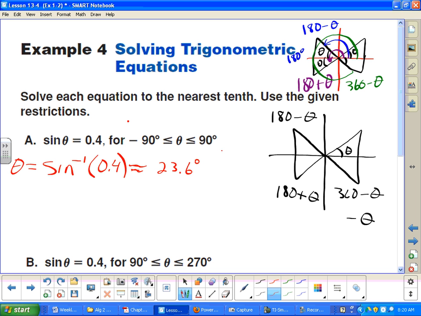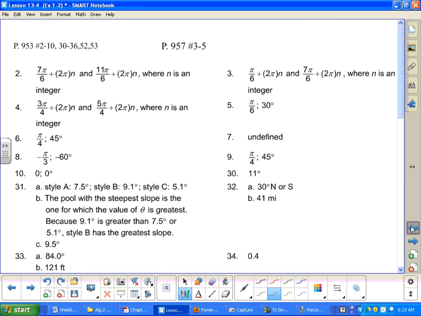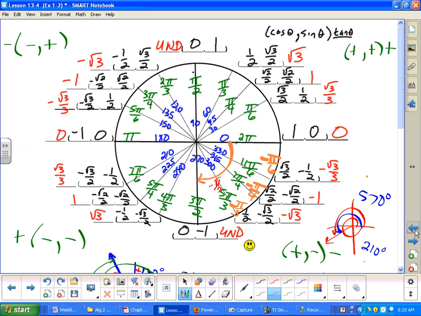Sine is y, correct? So my y value is 0.4. If I look at the unit circle and I have a y value of 0.4, that means it's going to come to about here, right? My y value is going to be about 0.4 because sine of 30 degrees is 0.5, 1/2. So if I only had 0.4, that means the angle here better be less than 30 degrees. That makes sense, right?